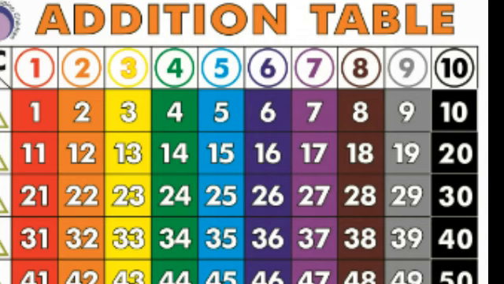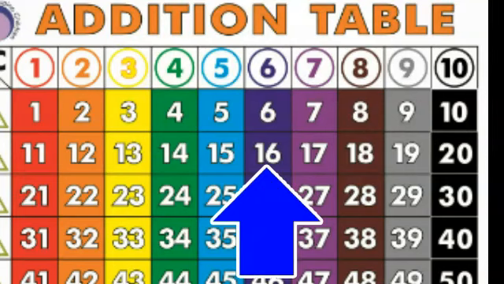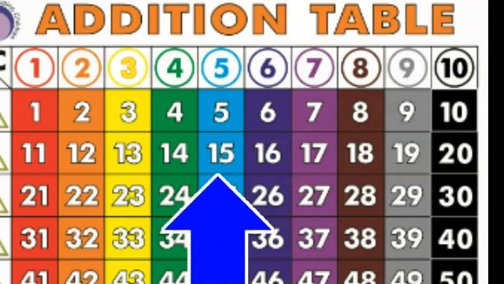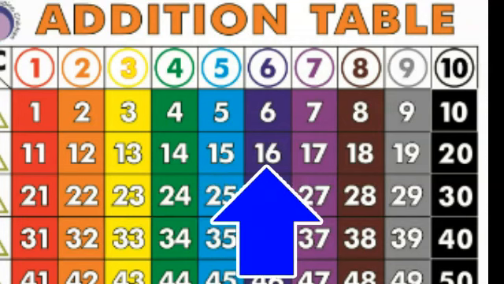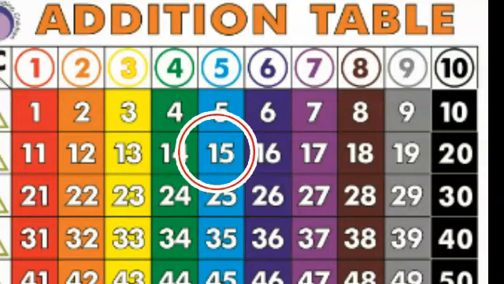We have to find the minuend 16. If addition is going to the right, subtraction is the opposite. 16 minus 1 is 1 going to the left. Therefore, 16 minus 1 is equal to 15.